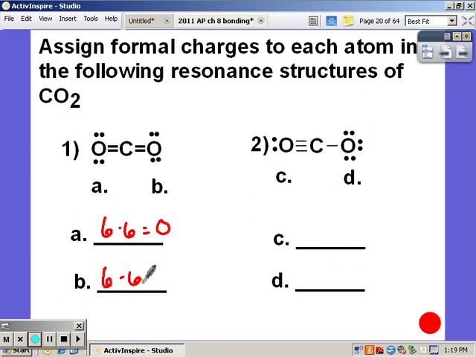Oxygen is 6 minus 6, giving you a 0. And the other oxygen is the same. On C, you have 6 minus 5, giving you a 1. And 6 minus 7, giving you a negative 1. So 1 was the better structure.